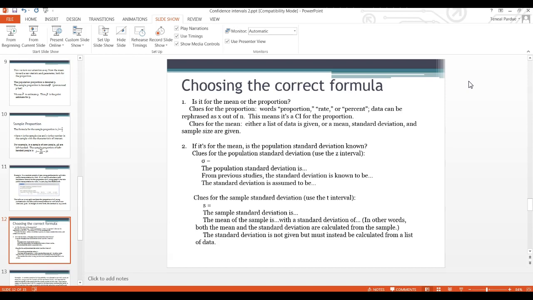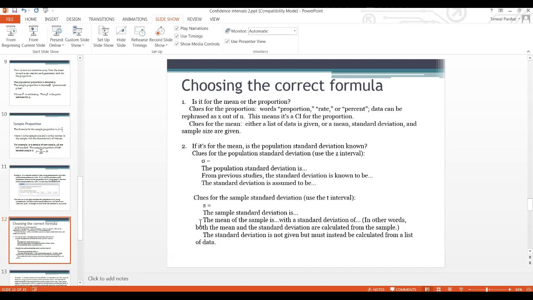And the way you know that it's the sample standard deviation that's given is it's going to be S equals, or the sample standard deviation is, or this one's a common one you'll see: the mean of the sample is, and they'll give you a number, with a standard deviation of whatever. The way you read that is that the mean and the standard deviation both are calculated based on the sample. Or, like that example we saw a minute ago, they don't give you a standard deviation at all, but you have to calculate the standard deviation based on a list of data.